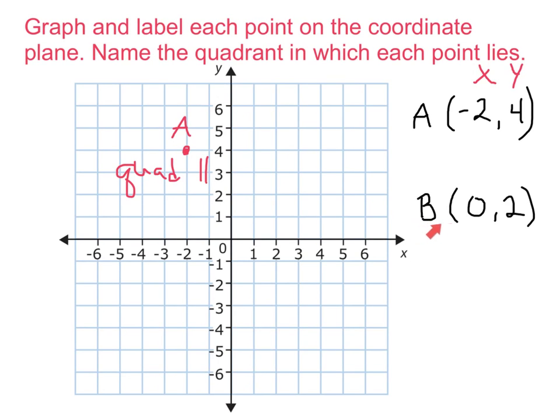Point B here is going to be at (0, 2). So 0 on the x-coordinate is right here, and 2 on the y-coordinate is going to be right there. So I place my point right there. I label it B, and when your point is on either the x or the y-axis, it's not in a quadrant, so we don't label it with a quadrant.